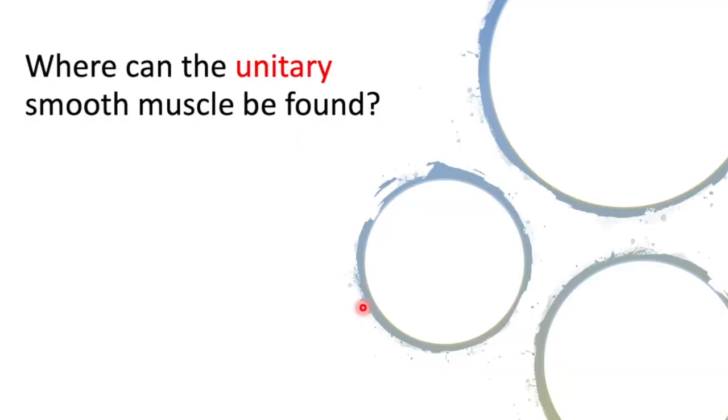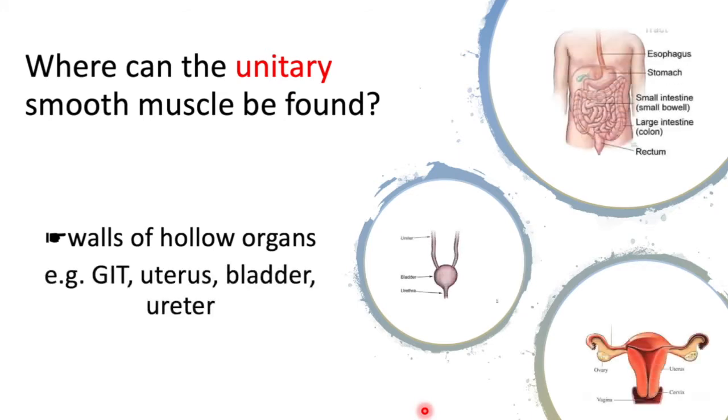So where can unitary smooth muscle be found? It can be found in the walls of hollow organs, such as the GI tract, uterus, bladder, bile ducts, and many blood vessels. Because it is mostly found in the walls of organs, unitary smooth muscle is also called visceral smooth muscle.